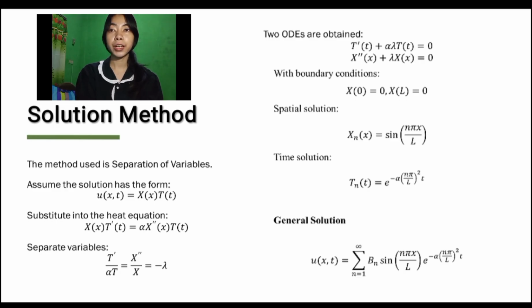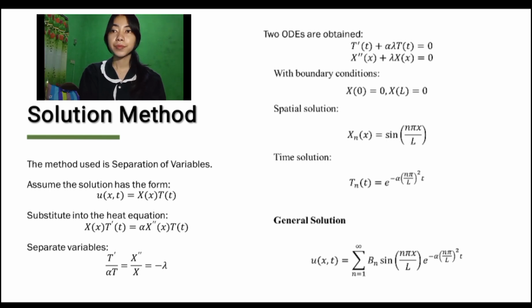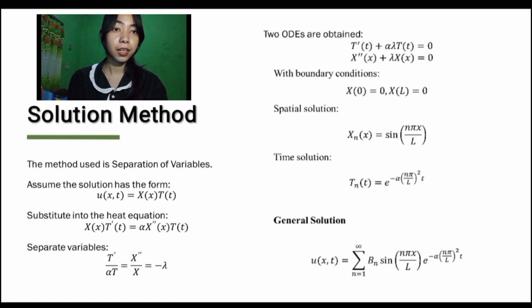Then, we separate the variables so that one side depends only on time and the other depends only on space. This leads to an equation where both sides are equal to a constant, which we denote as negative lambda. As a result, we obtain two ordinary differential equations, one for the time function T(t) and one for the spatial function X(x).